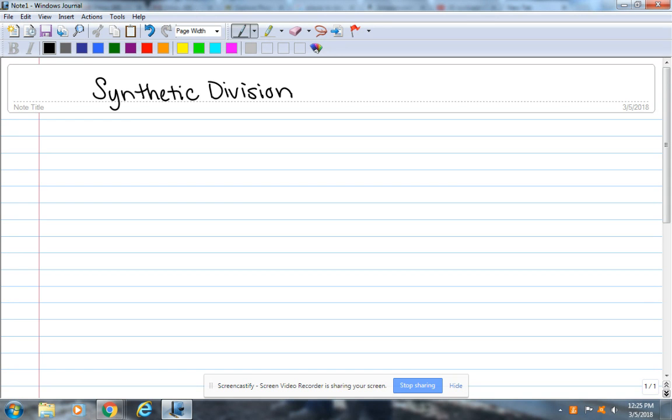So let's just start by dividing a few polynomials. I have a few examples for us to do really quickly today. The first one is x to the third power minus 2x squared minus 40x minus 64. And I'm going to divide that polynomial by the binomial x minus 8.